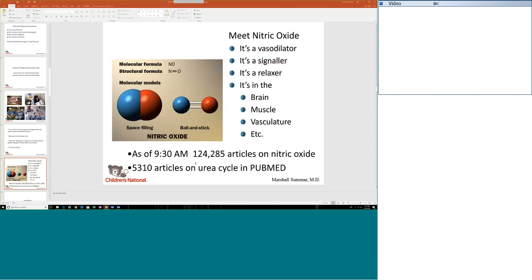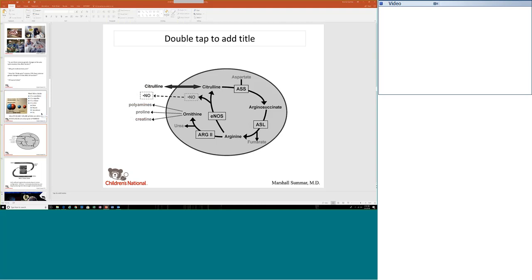So what does it do? It does a lot of things. For our purposes, we're going to talk mostly about its vasodilator properties, but it's also a signaling molecule. It's a relaxer, which is part of its vasodilation. It's in the brain, muscle, vasculature, everywhere. Some things to remember about it is that nitric oxide has a half-life of about 20 milliseconds. So it is a very local phenomenon. It's released locally, and then it acts locally.